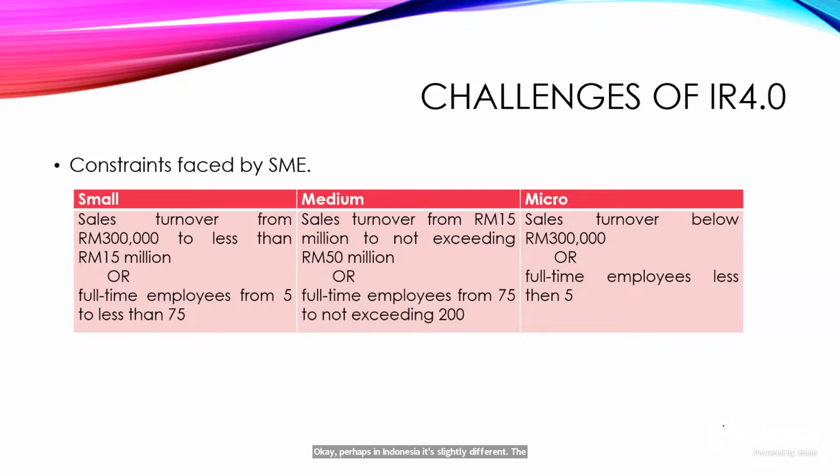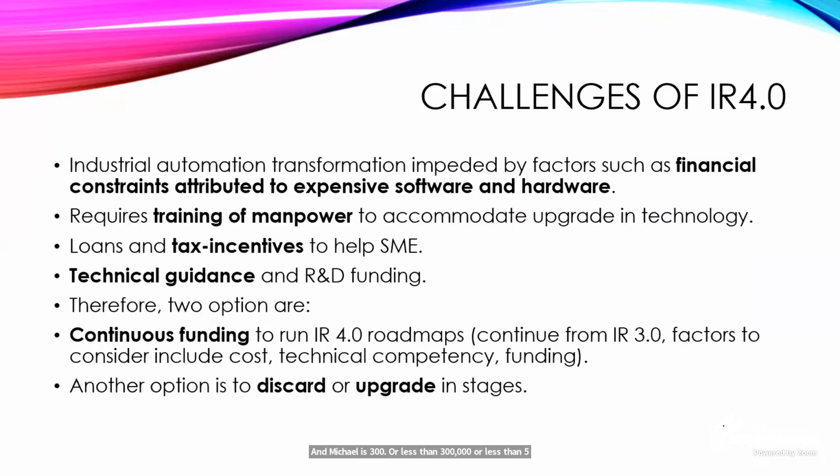The range of turnover or the number of employees may differ, but the breakup among small, medium, and micro is obviously still there. Okay, so for small, it's 300 ringgit to less than 15 million, or full-time employees from 5 to 75. For medium, it's from 15 million to less than 50 million, 75 to 200 employees, and micro is 300 or less than 300,000 or less than 5 employees.